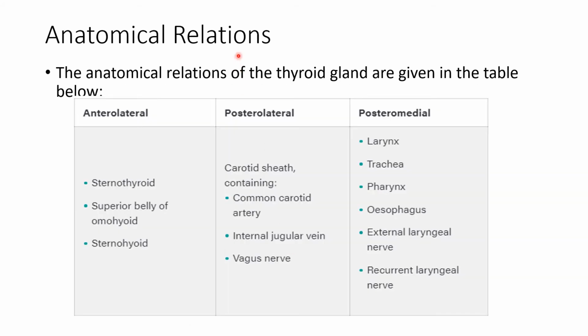About the anatomical relations of the thyroid: anterolateral, posterolateral and posteromedial relations. Anterolaterally, we can see the sternothyroid muscle, superior belly of omohyoid muscle and sternohyoid muscle. Posterolaterally, there is the carotid sheath with its contents. Posteromedially, there is the larynx, trachea, pharynx, esophagus, external laryngeal nerve and the recurrent laryngeal nerve. So remember, this recurrent laryngeal nerve passes posteromedially to supply the larynx.